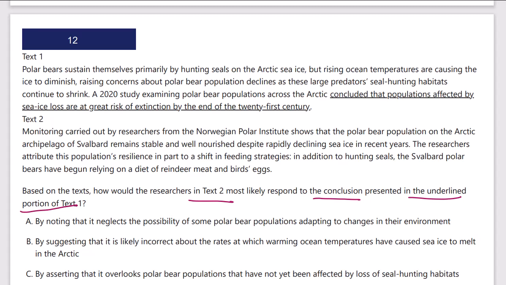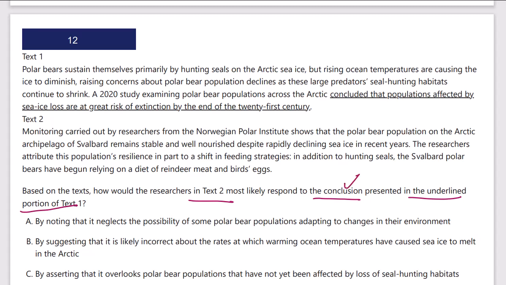Polar bears sustain themselves primarily by hunting seals in the Arctic sea ice, but rising ocean temperatures are causing the ice to diminish, raising concerns about polar bear population declines as these large predators' seal hunting habitats continue to shrink. A 2020 study examining polar bear populations across the Arctic concluded that populations affected by sea ice loss are at great risk of extinction by the end of the 21st century. Okay, so the polar bears are going away just because they're losing their environment. That's our conclusion. What does text two say about that?